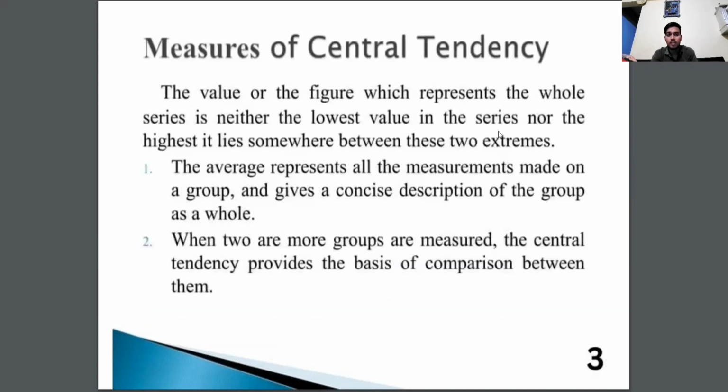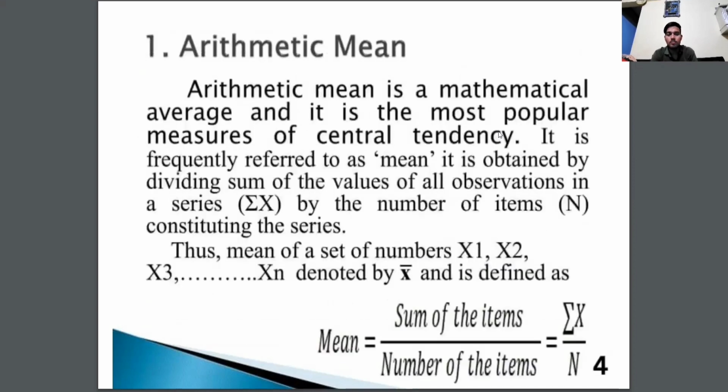Measure of central tendency. The value or the figure which represents the whole series is neither the lowest value in the series nor the highest. It lies somewhere between these two extremes. First point, the average represents all the measurements made on a group and gives a concise description of the group as a whole. Second point, when two or more groups are measured, the central tendency provides the basis of comparison between them.